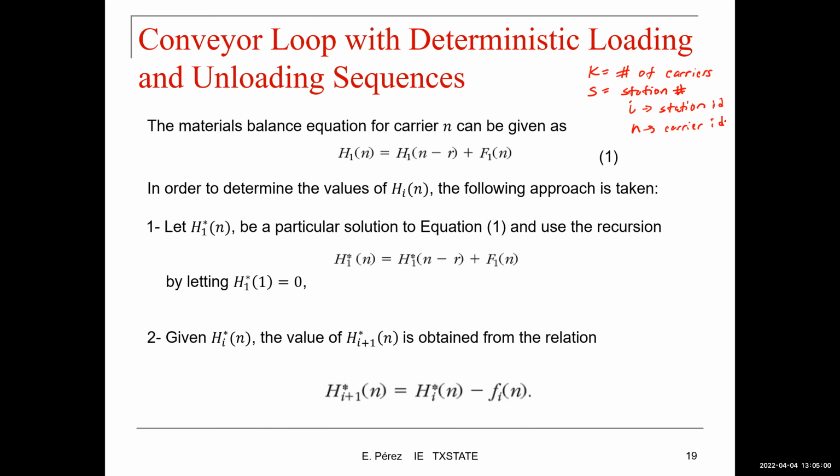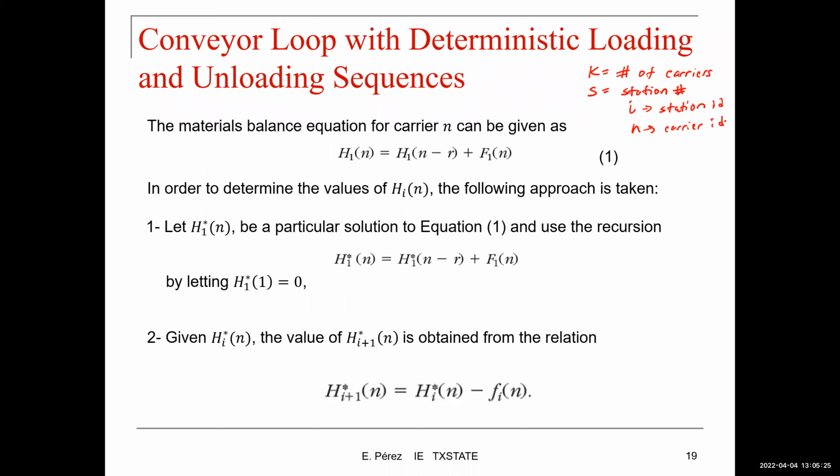So A star of H plus 1, I plus 1. So again, I is the station. So at station 2, if we start with 1, 1 plus 1 is 2. How many items after passing station 2 you have in carrier N? And that will be equal to this difference.